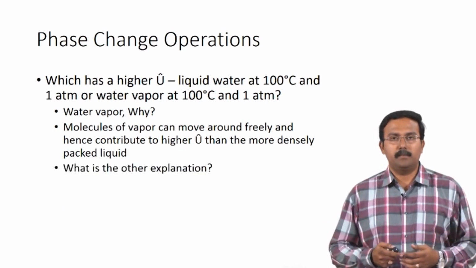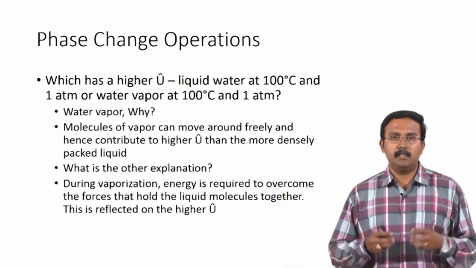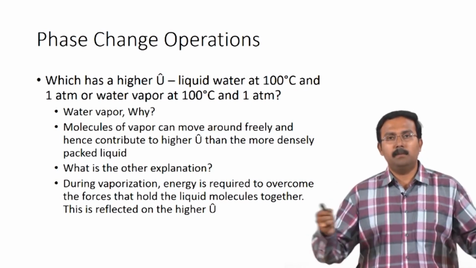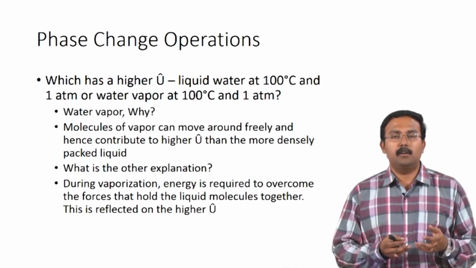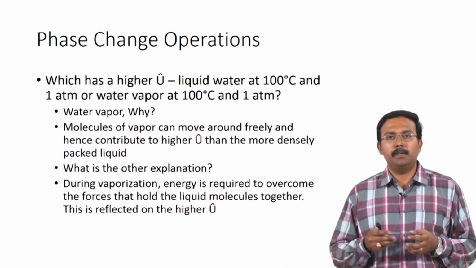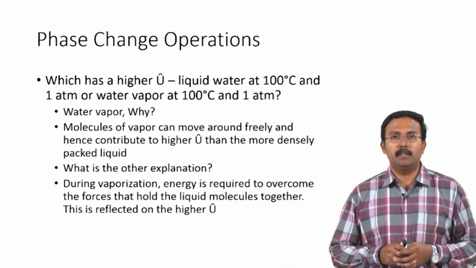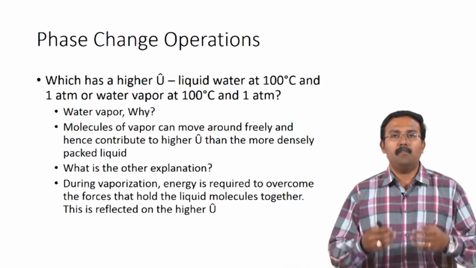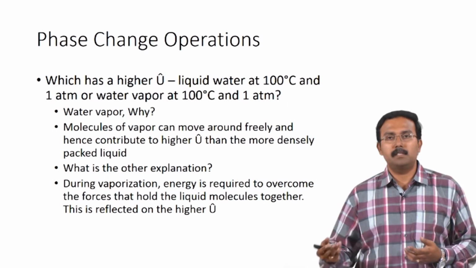What could be the other explanation? During vaporization, energy is required to overcome the forces that are actually holding the molecules together in the liquid phase, so that it can actually become a vapor. The molecules being held together in the liquid phase is the reason the liquid is maintaining its phase. So, for this phase to change from liquid to vapor, these interactions would have to be broken and energy is supplied to the molecules for this to happen. Because this energy is absorbed by the liquid molecules and they convert to the vapor phase, they have a higher internal energy, and this is the reason we have higher internal energy for vapor phases compared to liquid.